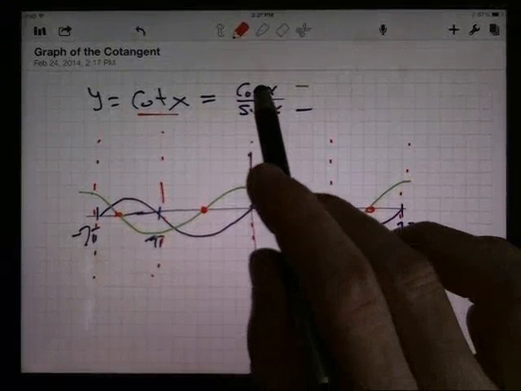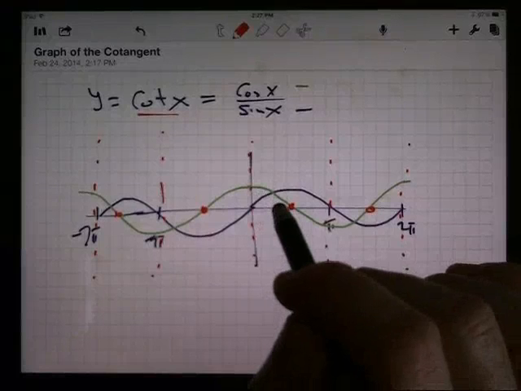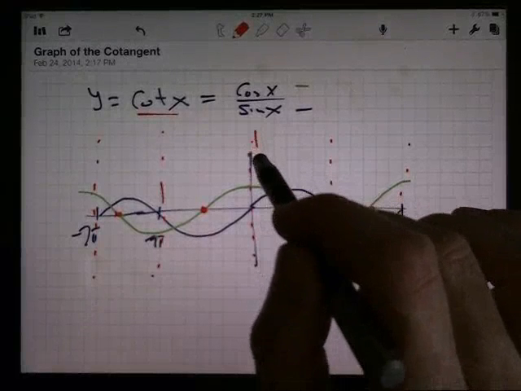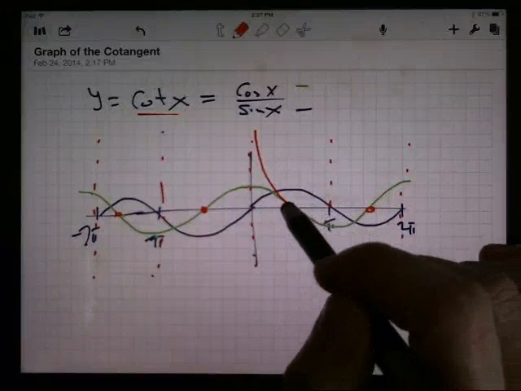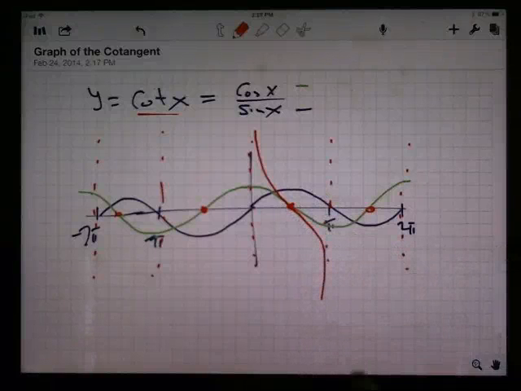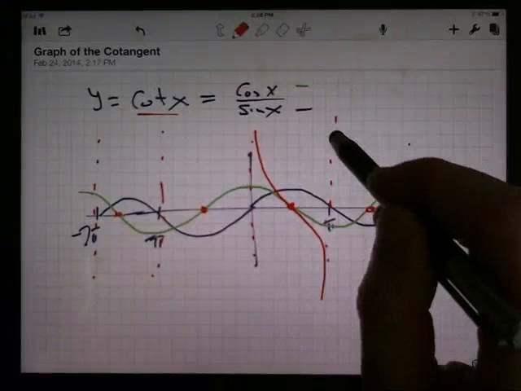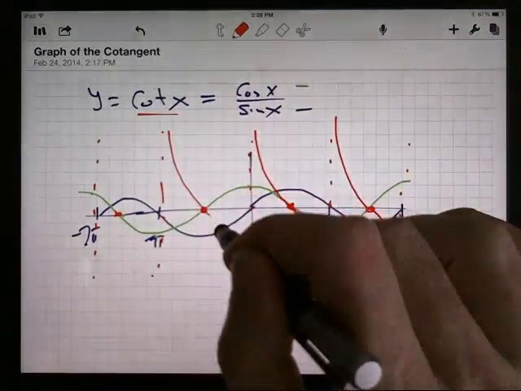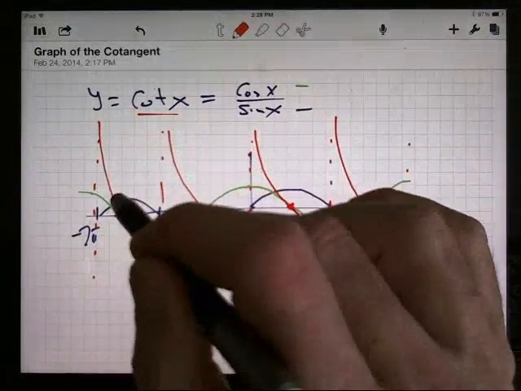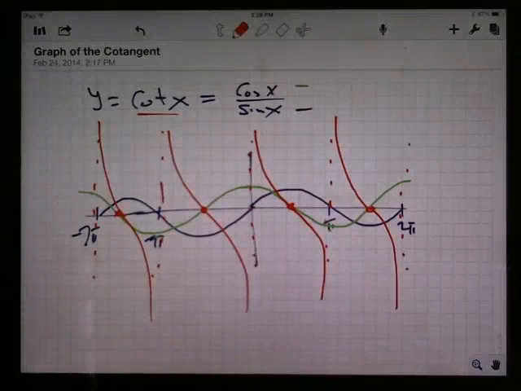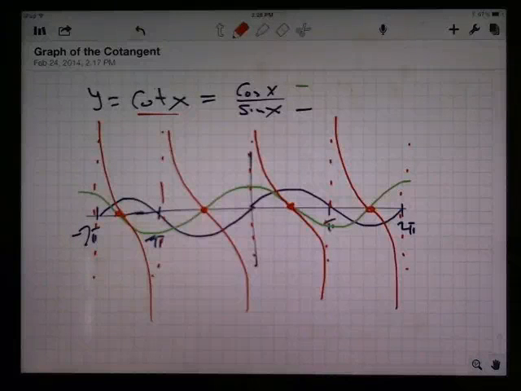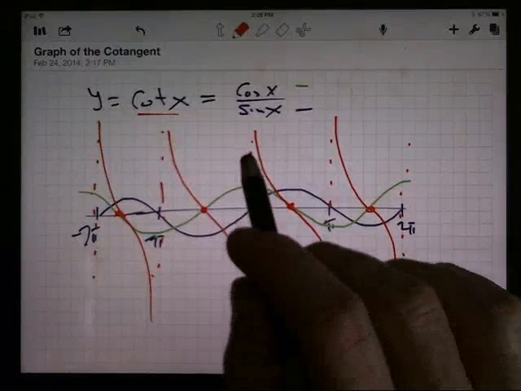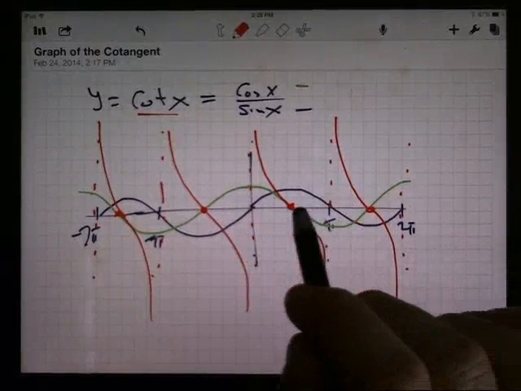Now when I look at these fractions here, cosine over sine, when they're both positive, the cotangent will be positive. When one's positive and one's negative, then we're negative. When they're both negative, it's positive again. When one's positive and one's negative, it's negative. Anyway, and there you have your cotangent curve. It looks a lot like the tangent, although it's upside down. Intercepts in the same place as the cosine, vertical asymptotes where the sine has intercepts.